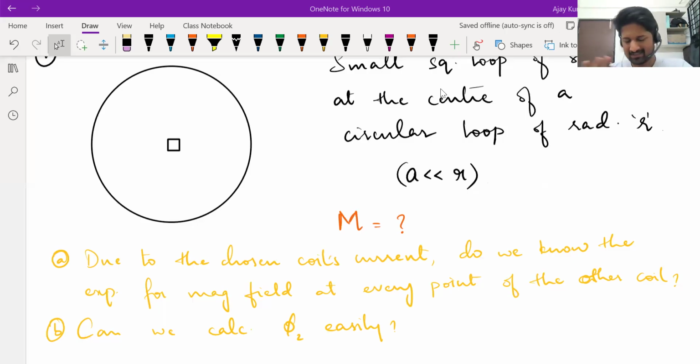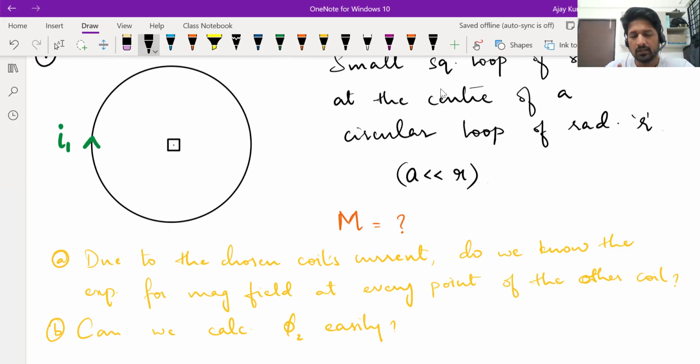Okay, listen, both of you. We have two choices here. We can assume current to be flowing in the circular loop and try to find out flux in the square loop. Or we can assume current to be flowing in the square loop and try to find out the flux in the circular loop. Let's say you assume current to be flowing in the circular loop. Let's call this as I1. Now the square loop is near the center of the circular loop.